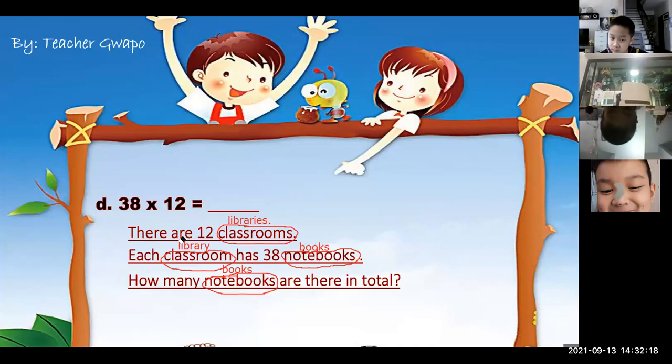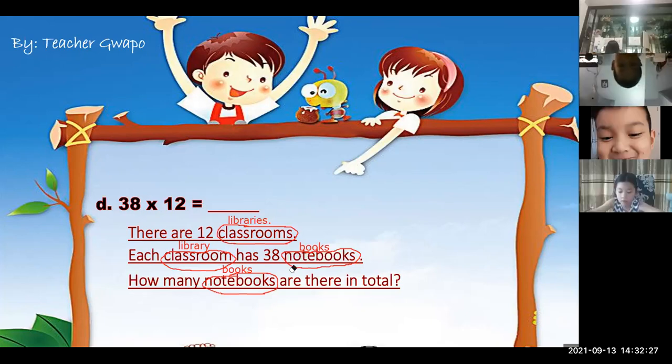There are 12 houses. Each house has 38 people. Oh, so many people, a lot of people. How many people are there in total? Or coffee shop: there are 12 coffee shops. Each coffee shop has 38 customers. How many customers are there in total?